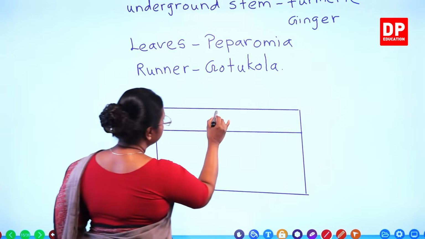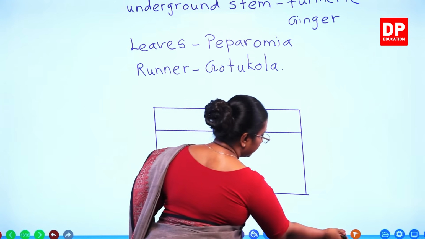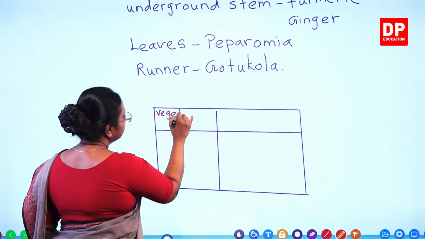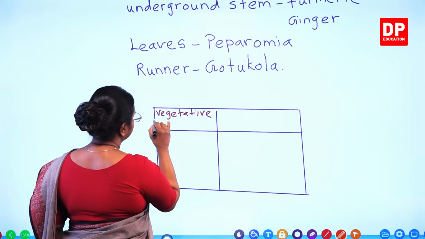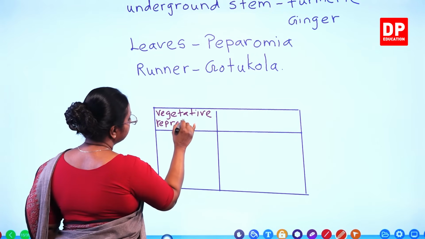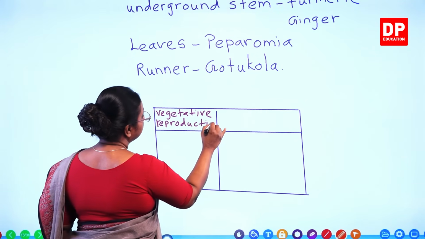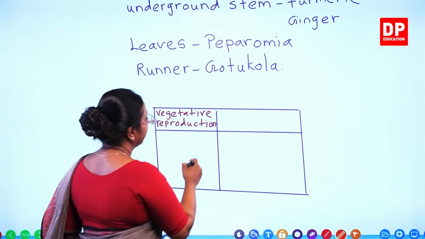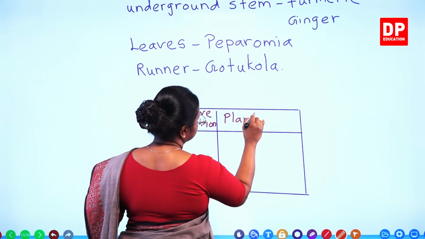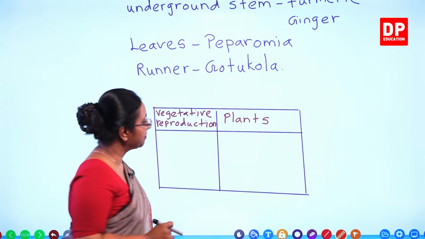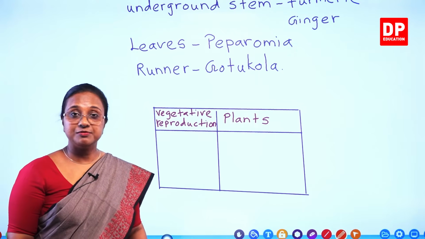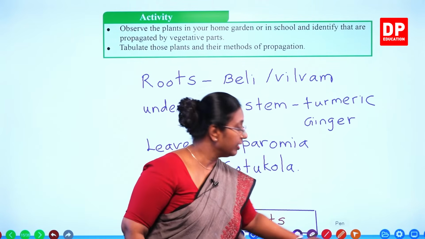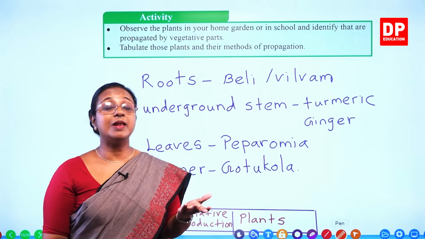where you have 2 columns. So here you can have the vegetative reproductive part, reproduction I'll say, and you can include them like leaves, underground stem, over the ground stem, you can include that, and the plants. So what I have written as examples there, you can put it into the table form. You can tabulate it. In addition to that, you can include many more examples because you all see a lot of plants in your gardens.